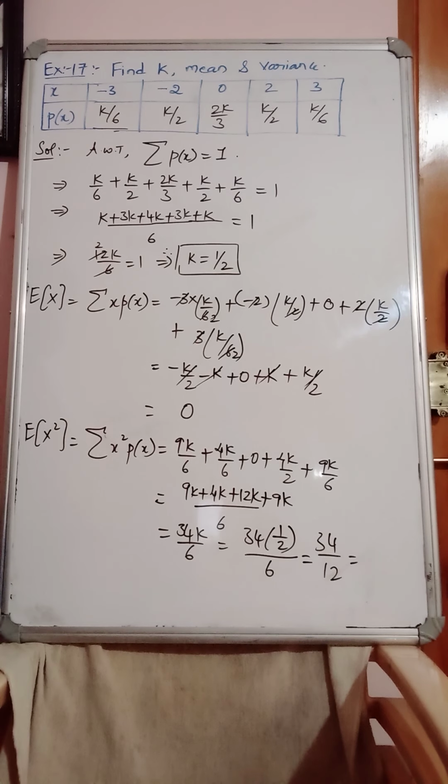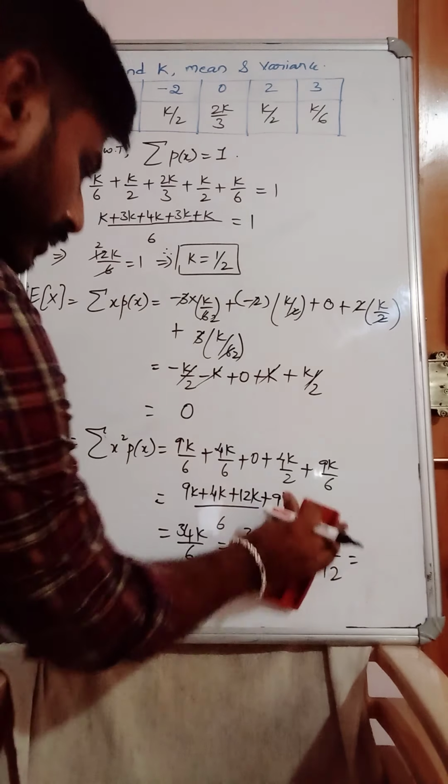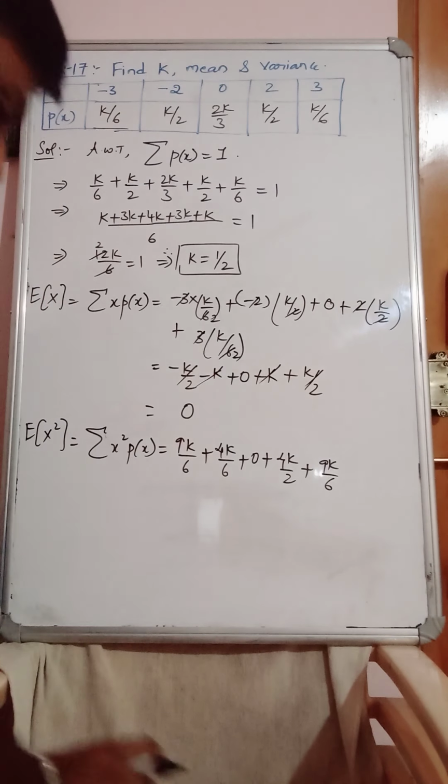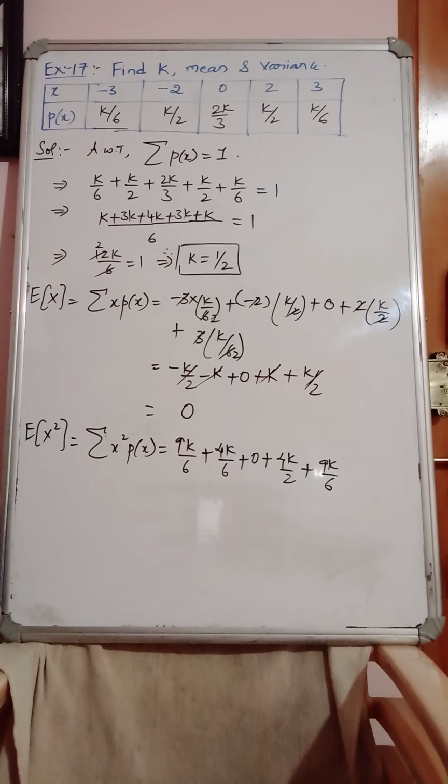34 by 12. How much? Expectation of x square, how much will it become? One second guys, one second. There's a small confusion here. The totaling, once again you check: 9k plus 4k plus 4k plus 9k divided by 6.